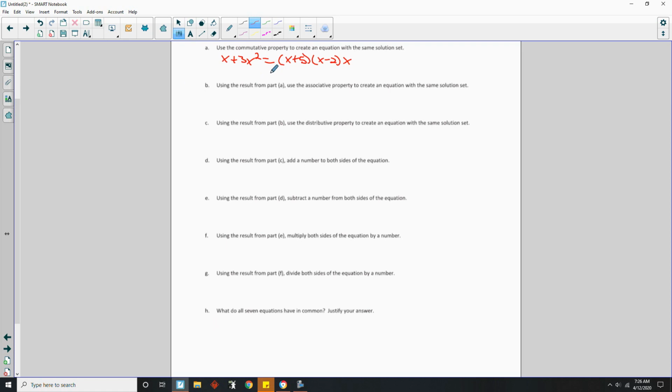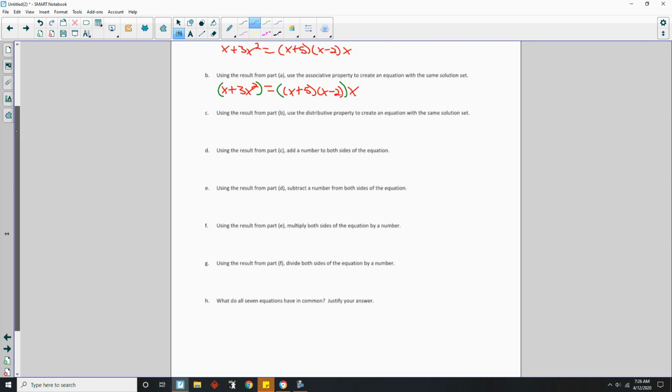Okay, so part B says to use the results from part A and use the associative property to create an equation with the same solution set. Well, the associative property is parentheses move. So what I could do is put this in parentheses, like we were going to complete the square, and then I could put the first two terms in parentheses, like so. And since there are extra parentheses or move parentheses, that is the associative property.